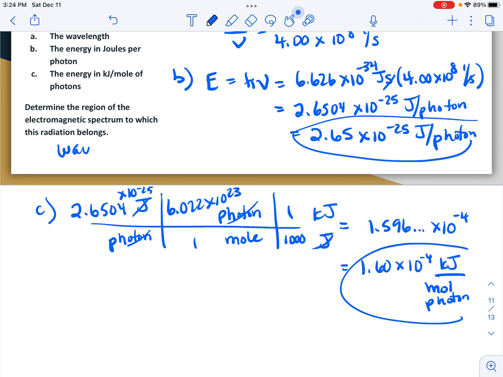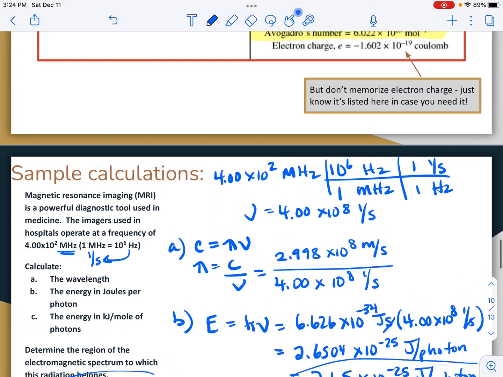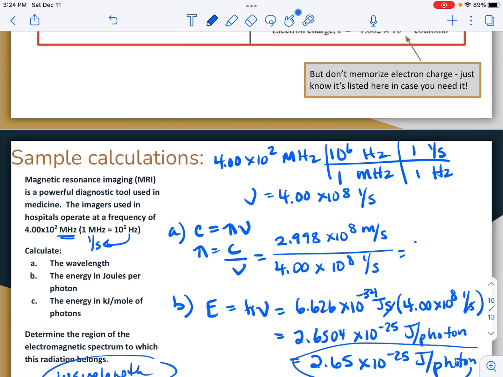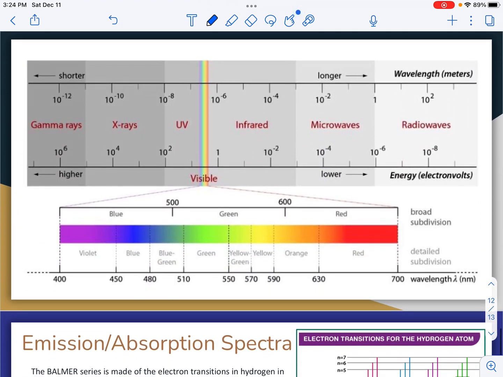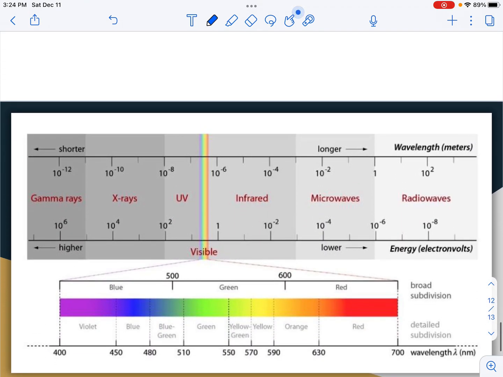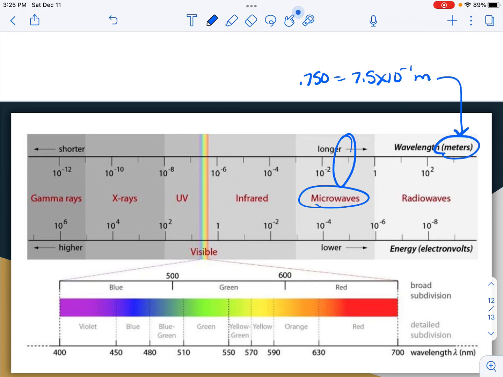I'm going to use the wavelength to determine the region of the spectrum. So we'll come back up and remind ourselves that our wavelength, which also somehow disappeared, was 0.750 meters. And we'll come down here and look at the spectrum and see that 0.750 would equal 7.5 times 10 to the negative 1st meters, which is going to fit somewhere in here. Okay, so this is microwave region according to this spectrum. Just read whatever spectrum you're given really carefully, and remember to check your units for wavelength. We had meters, so this is all okay.